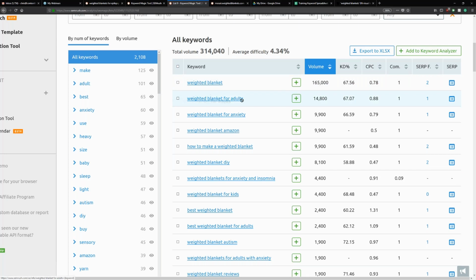Here we have weighted blankets for adults, right? That's a little bit more specific and it drops down to 14,000. That's a really good volume. But once again, really competitive. We can see Google's competition score is giving this a 1, which means it's highly competitive. There's probably a lot of people either bidding for this keyword or trying to rank for it, and probably a lot of pages that have been written in the past for it. So there's a lot of jockeying around for that particular keyword. Likewise, the keyword density is pretty high too. So that tells us this is a really competitive keyword. Maybe you want to keep scrolling down a little bit here.